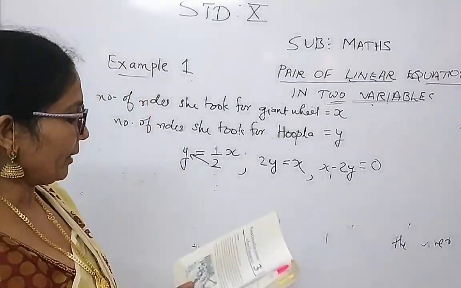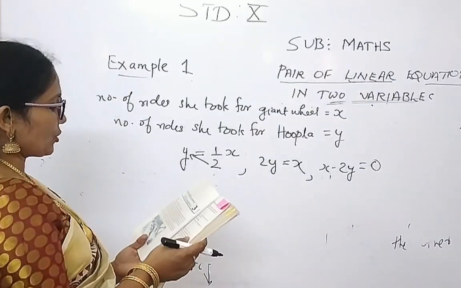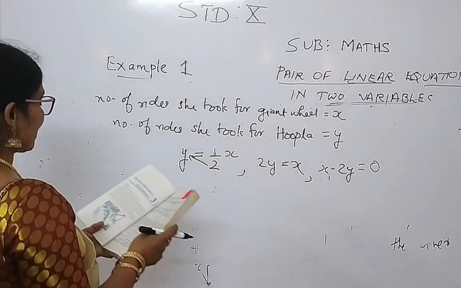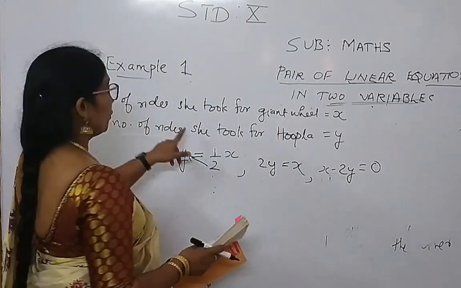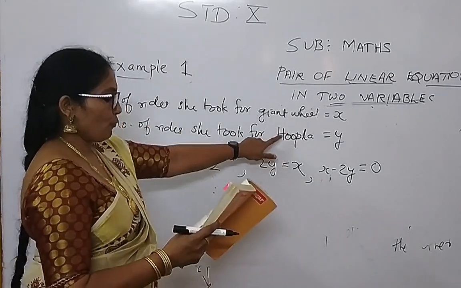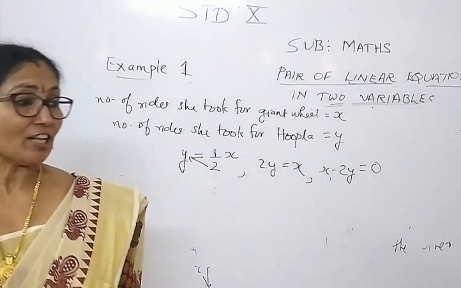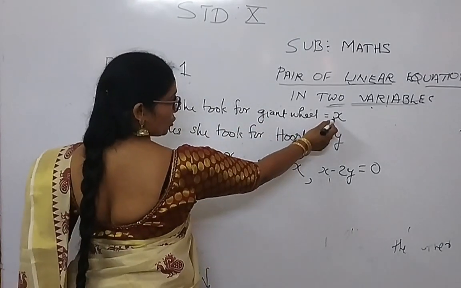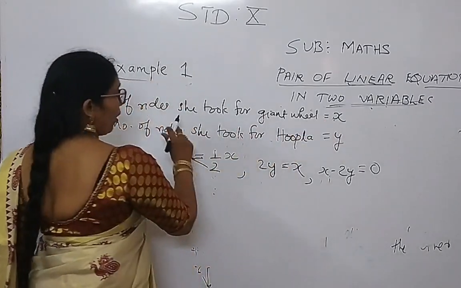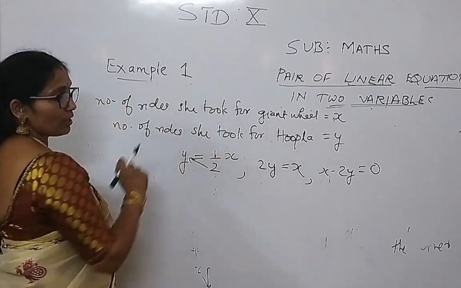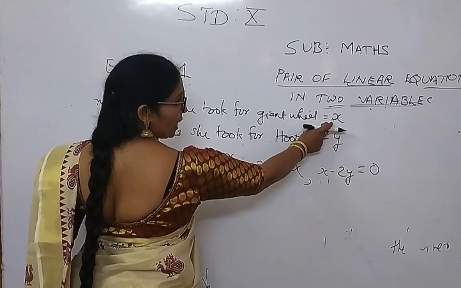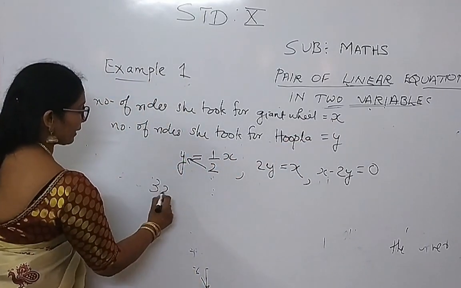That equation is given here: each giant wheel ride costs rupees 3 and each game of hoopla costs rupees 4. That means each ride has a cost. The number of rides she took on the giant wheel is x. She gives 3 rupees for one ride, so what will it be for x rides? It will be 3x.